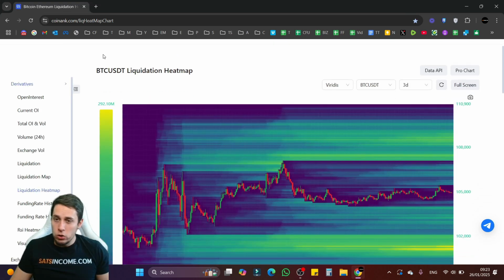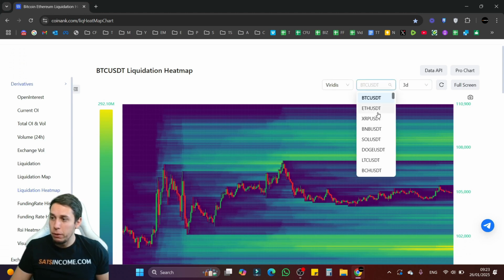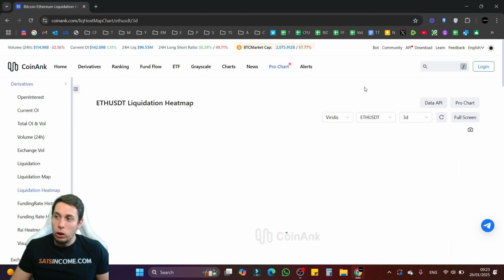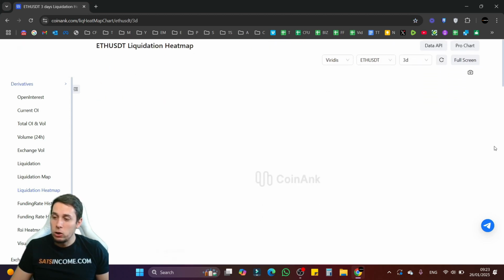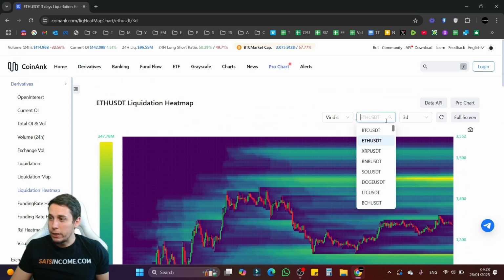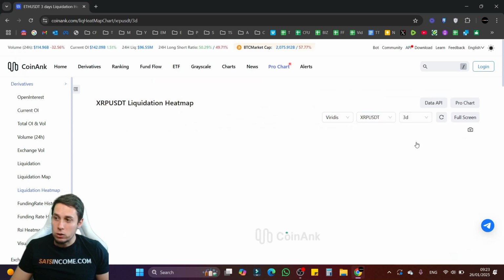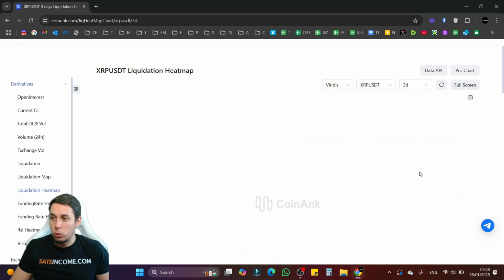By the way, you don't only use this for Bitcoin, you use it for whatever coin that you are trading. Right here you see where it says BTC USDT. Well, you open this menu and you can search for whatever coin you are trading. So if you are trading Ethereum, well, guess what? You switch to Ethereum and you look at the liquidation heat map. If you are trading XRP, well, guess what? Switch to XRP and look at the liquidation heat map.